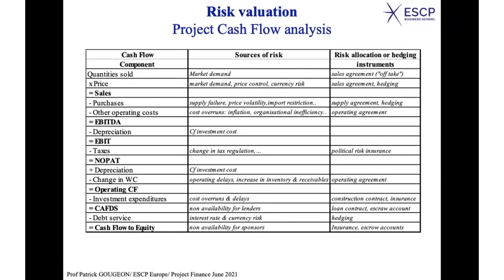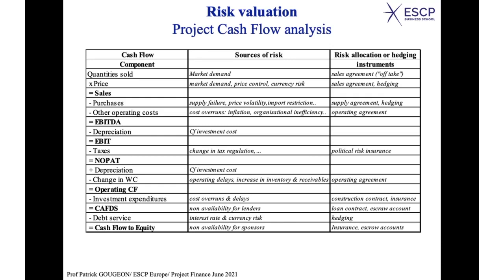For the non-availability for lenders, it can be included in the loan contract to exclude this type of risk, or you can use, remember, the so-called concept of escrow account. Foreign currency would be located outside the country. For instance, for Vietnam, it would be in Singapore, to make sure that the money would remain available and can be transferred easily to cover the debt service outside of Vietnam. Okay? And the debt service, indeed, you can use hedging if you have volatility of interest rate risk or currency risk.